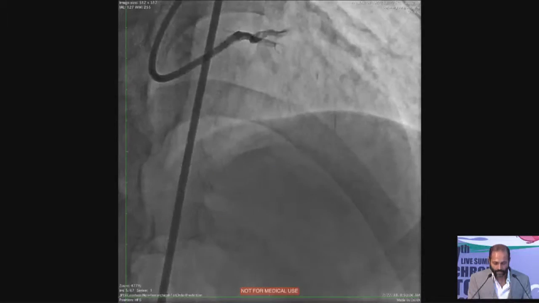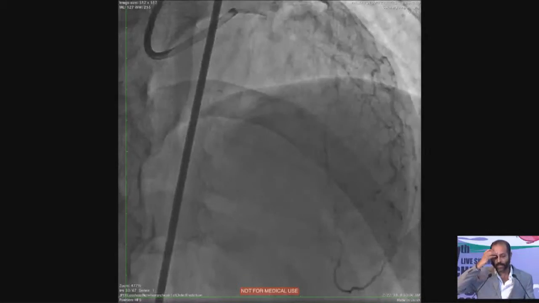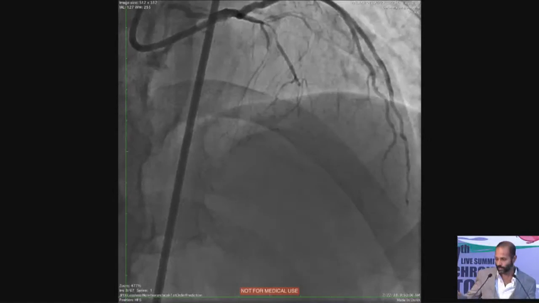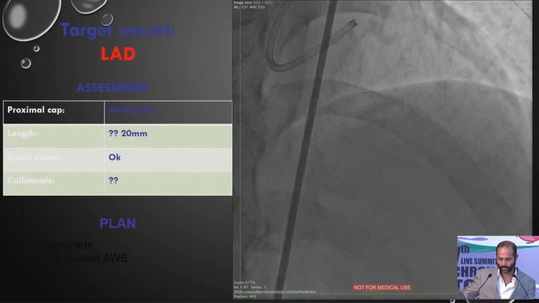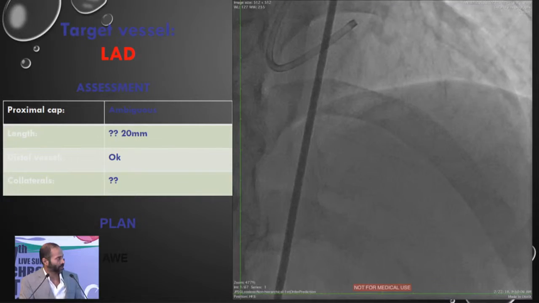And here's another case. Actually, this was from 2 years ago from Korea. Again, a case where, can you go back one slide, please? Just one slide. Okay, good. So, ambiguous proximal cap, so I don't really know the length of the lesion. Distal vessels okay. Collaterals were really iffy. This was a center where they do a lot of retrogrades. So the plan was to try and go retrograde first.